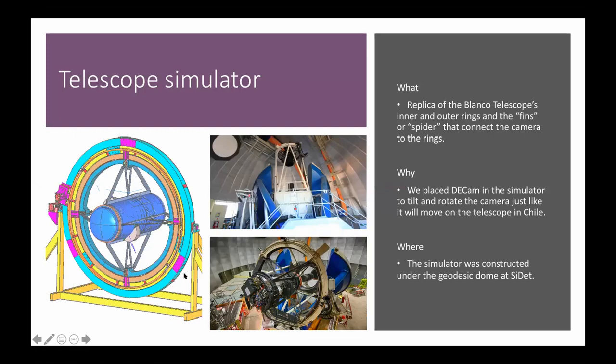You'll see the real thing in a minute. And so we're simulating this part up here of the Blanco telescope, and here's another view of it. And the simulator, so why are we doing that? So that we could tilt and rotate the camera just like it would move on the telescope in Chile. We wanted to be sure the CCDs didn't move or shift. We wanted to make sure the nitrogen cooling lines didn't get tangled, or that the nitrogen would still be flowing, for example.